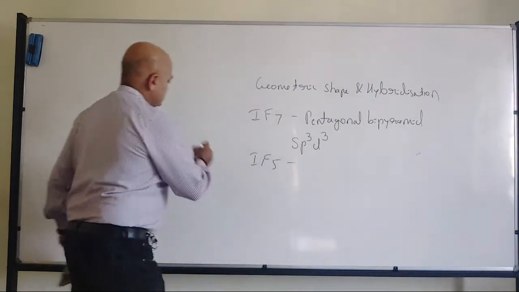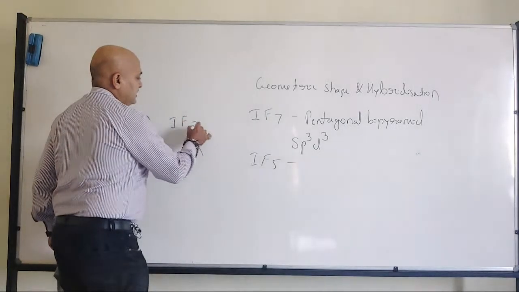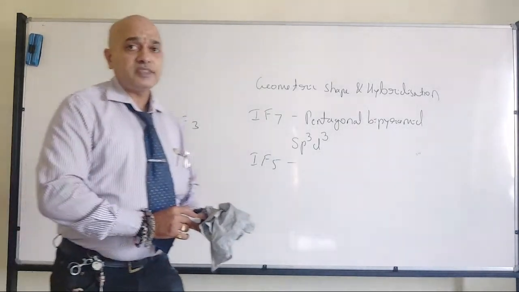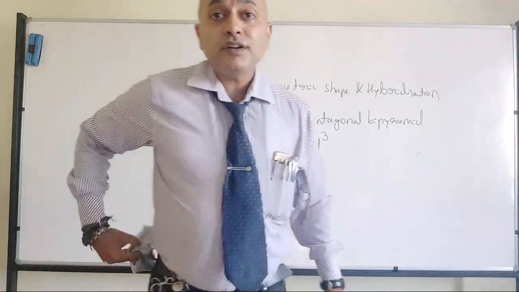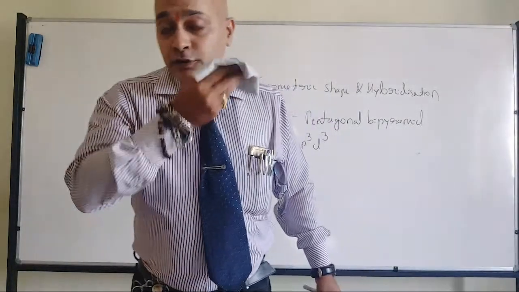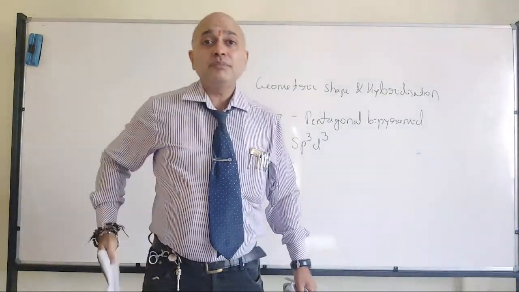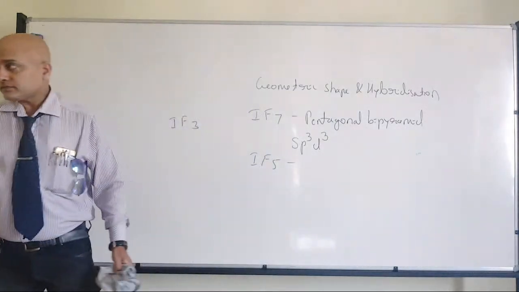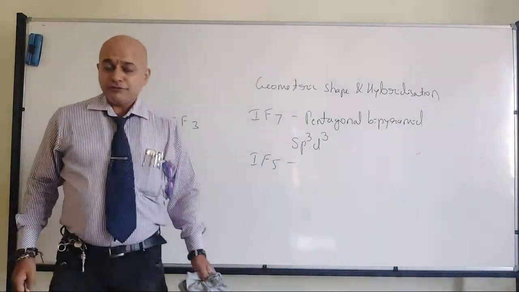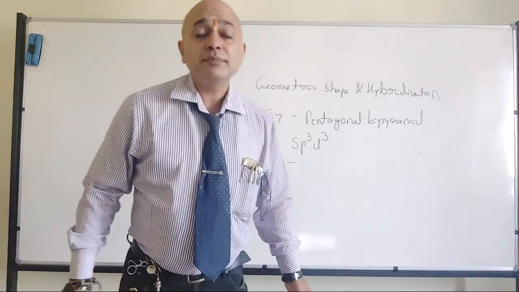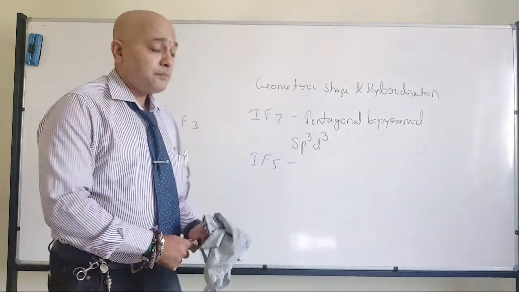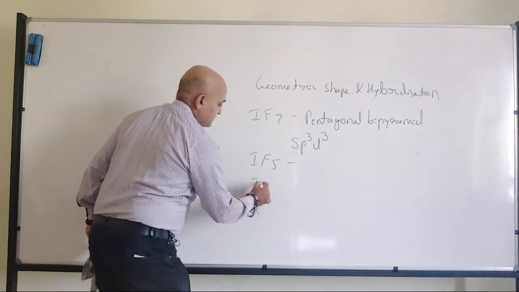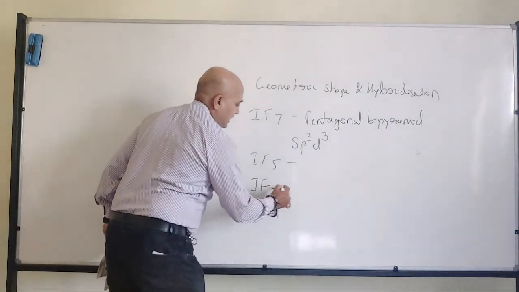Then we have discussed IF3. Two lone pairs of electrons will be left over. IF3, any one of you? It will have a bent T-shaped structure. So that's where we have IF3.